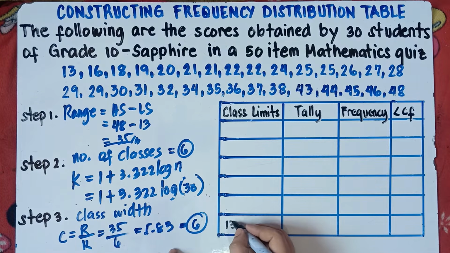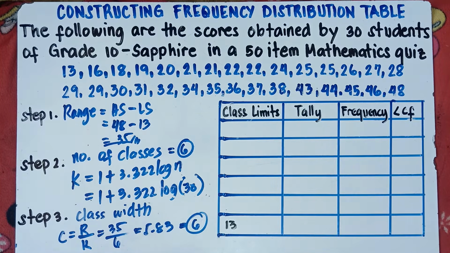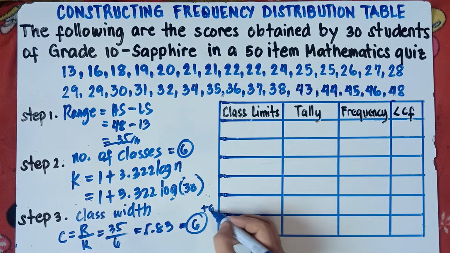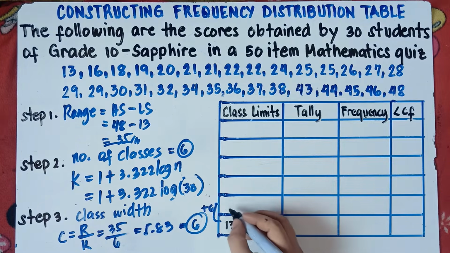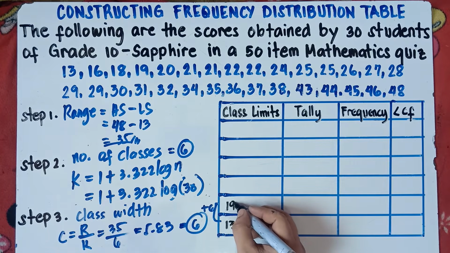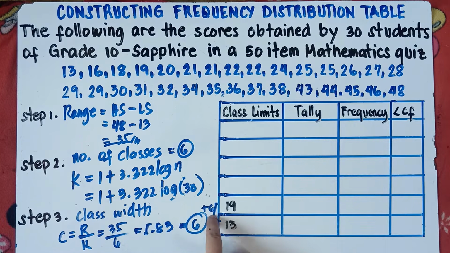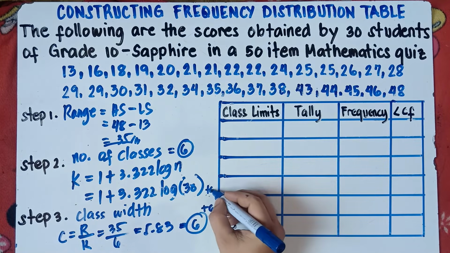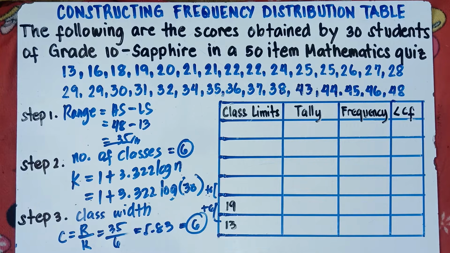Alright, so once again, you start at the lowest score. So 13. Now, our class width is 6, so add 6. Once again, class, 13 plus 6, that is 19. Question, sir, where did you get 6? Our 6, class, is our class width. 6 came from the class width. 13 plus 6, that's 19. Plus 6, once again, you add 6 because our class width is 6.